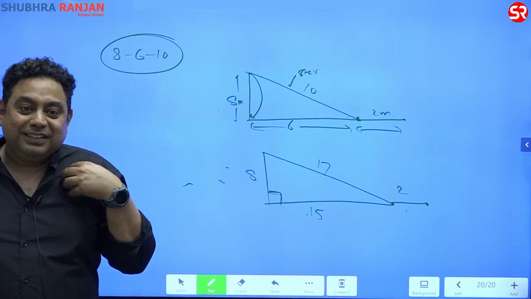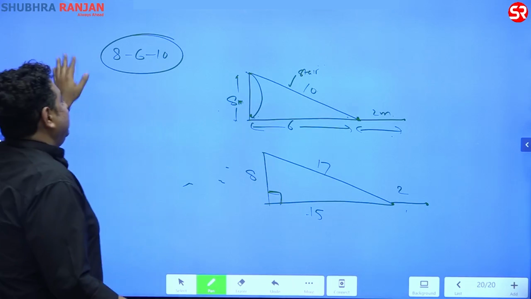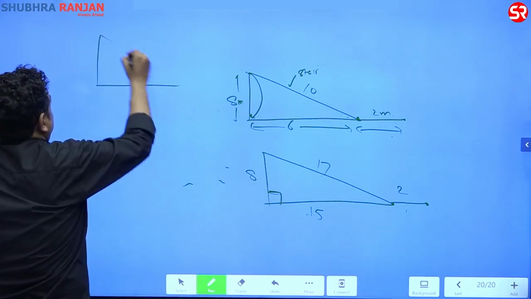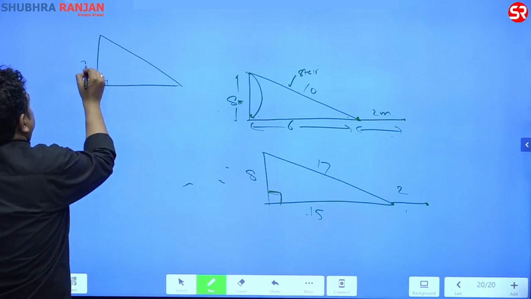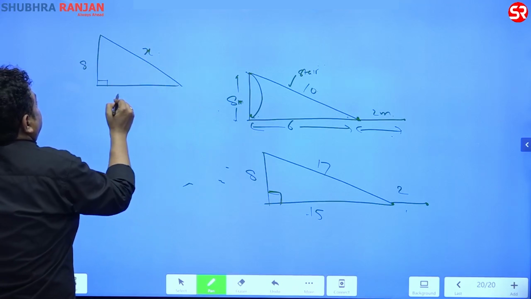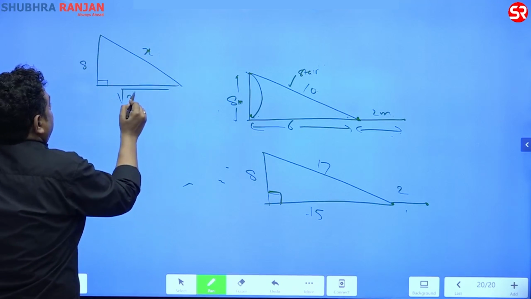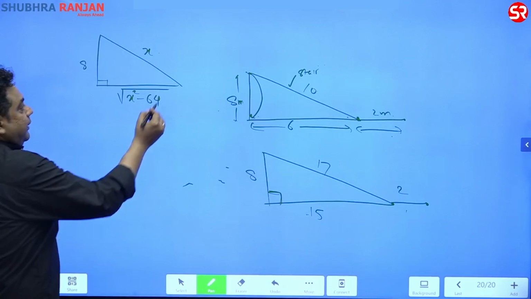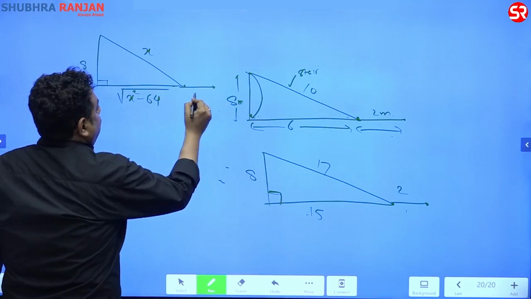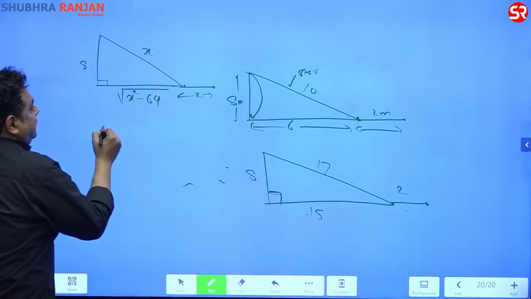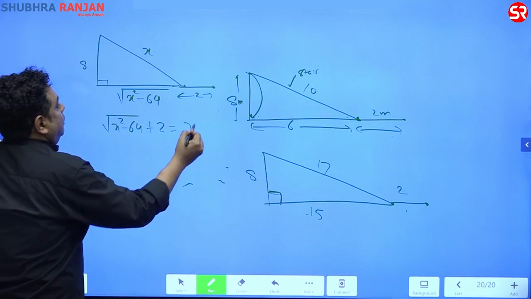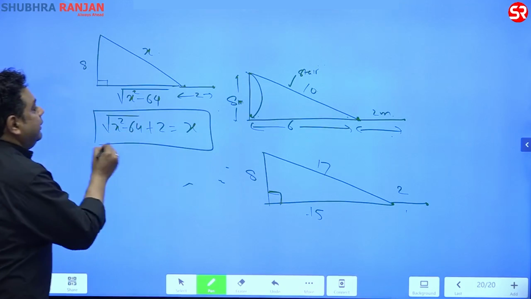You are my students, right? Otherwise, what people would do? See, I'll show you what others would do. See, the engineers, the love of mathematics. This is 8. Let the length of the ladder be x. This length would actually be root of x square minus 64. And then they say, you take it 2 meters away, plus 2. So they would say the root of x squared minus 64 plus 2 is equal to x. Solve it and get your answer.